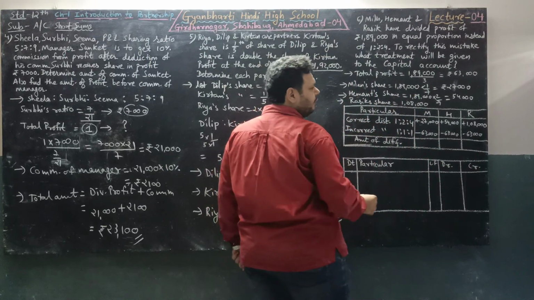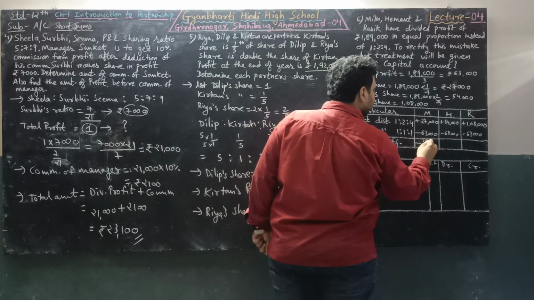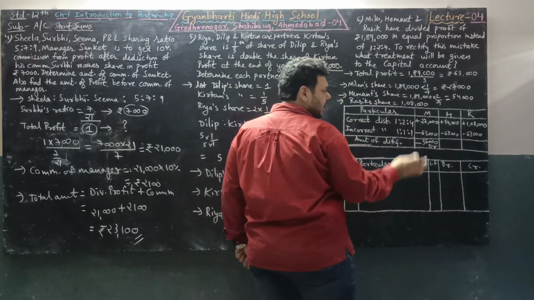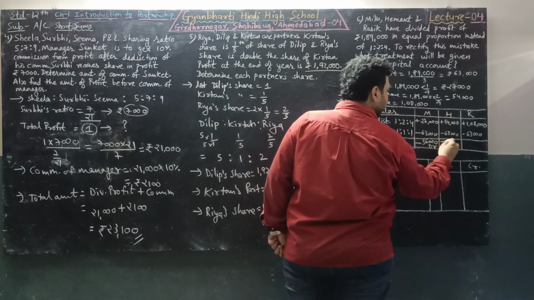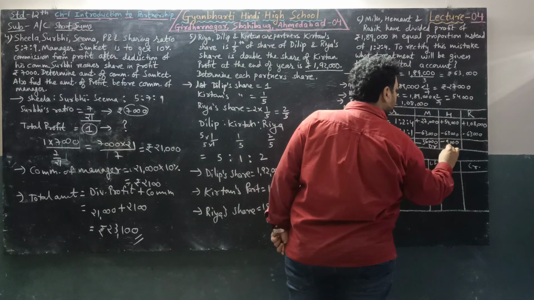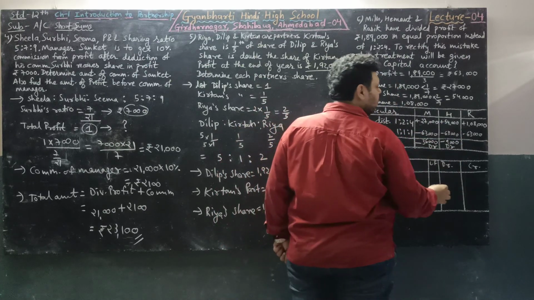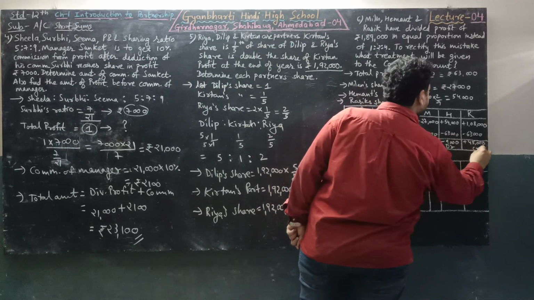Calculating the amount of difference, so Milan will have minus 36,000, that will be debited to his account. Similarly, after calculating Hemant's share, we will get minus 9,000, that will also be debited to his account. And lastly, after calculation, we will get plus 45,000, that will be credited.